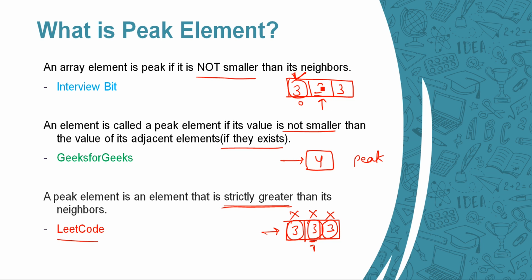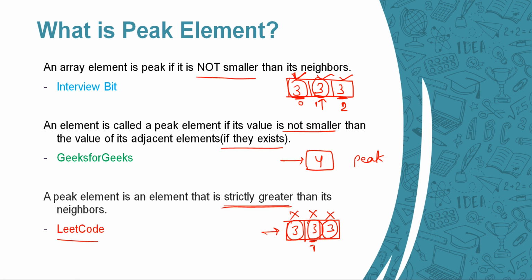Now let's move on to our next element, which is 3 at index 1. So we need to consider this 3 and this 3 at index 0 and index 2. So this is again not greater but it is also not smaller, right? It is equal to its neighbor. So it is again a peak element.